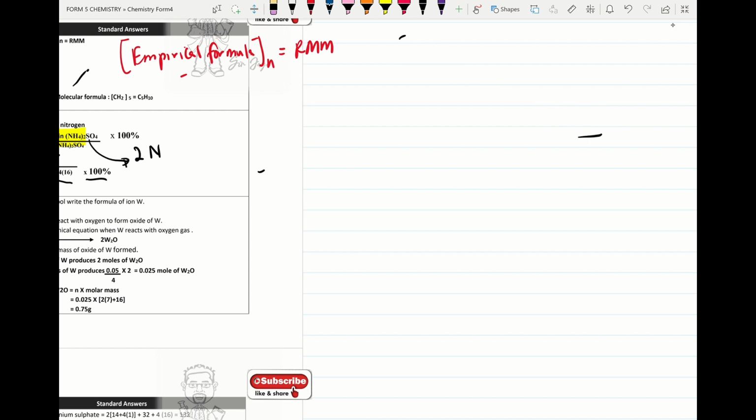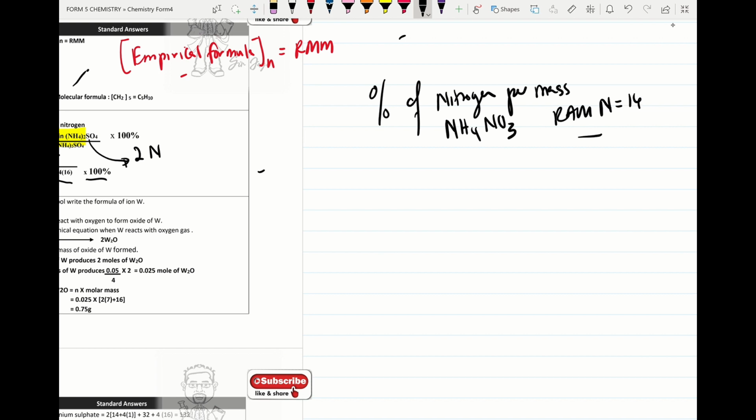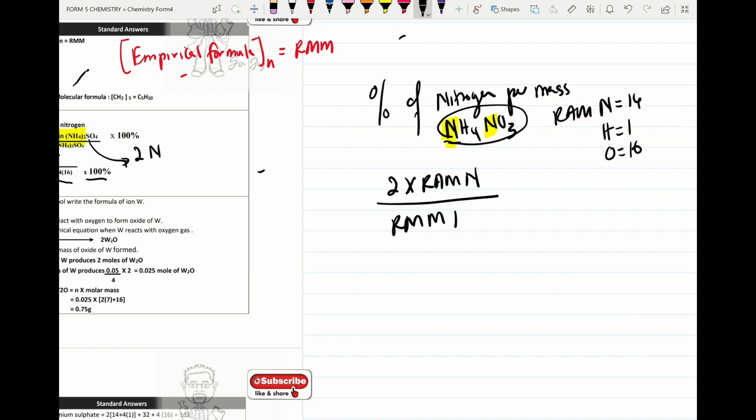We try to find the percentage of nitrogen per mass of ammonium nitrate, where the RAM of nitrogen is 14, hydrogen is 1, and oxygen is 16 is given. Right, so how to find here? We check here, we got 2 nitrogen atoms, so I put here 2 times RAM of nitrogen divided by RMM of the compound. So we put here NH4NO3, ammonium nitrate, times 100 percent.